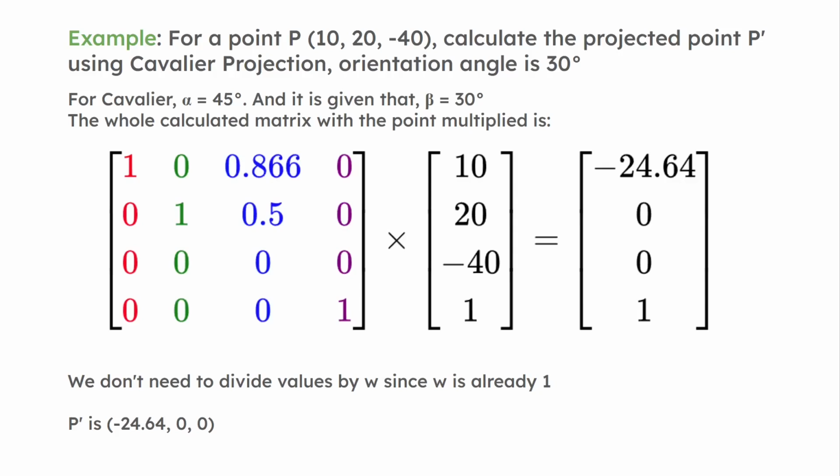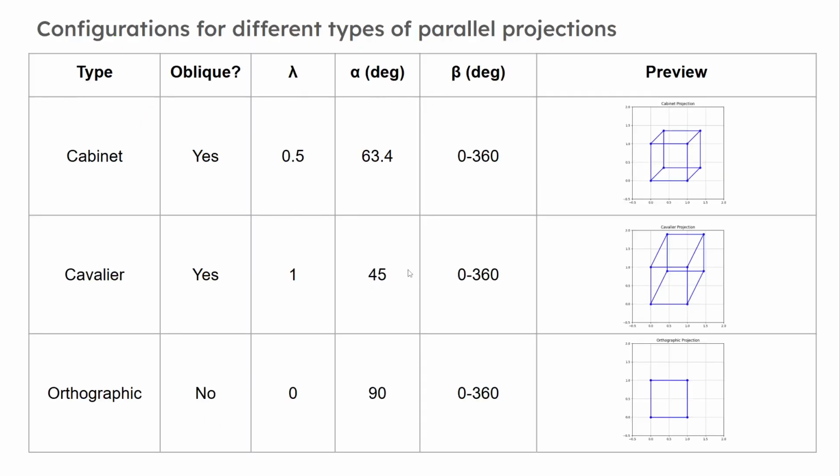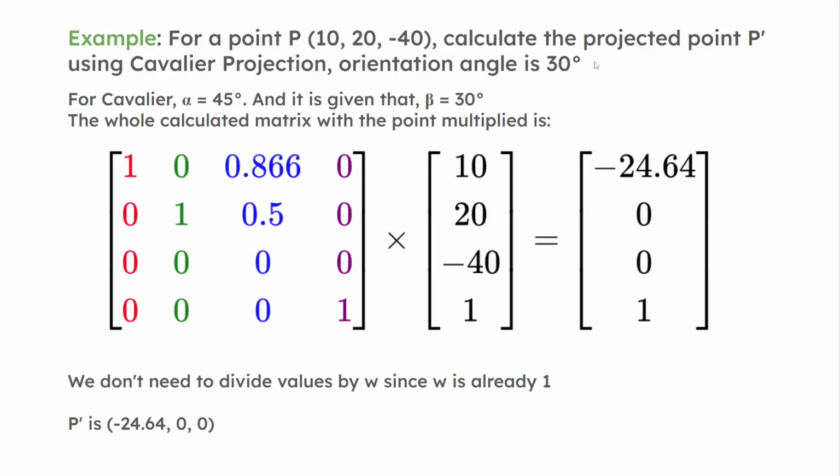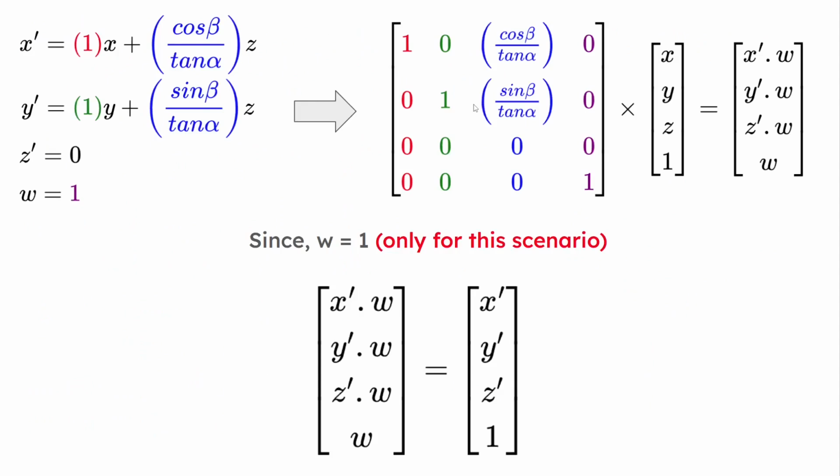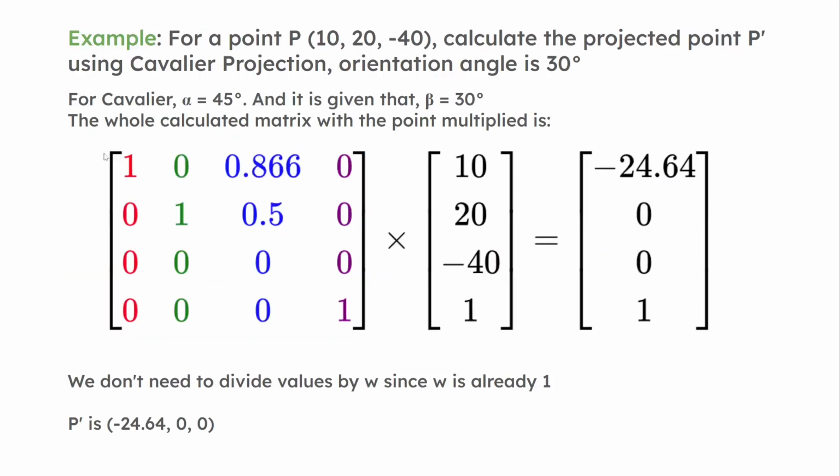Let's see a simple example. We need to apply cavalier projection to a point (10, 20, -40). So this is our P point. Since it is cavalier, the alpha angle will be 45 degrees. And the inclination or orientation angle is given as beta, here 30 degrees. So alpha is 45 degrees and beta is 30 degrees. We already know the combination of alpha and beta, so we can apply this formula for building our matrix. If we put the alpha and beta values in this formula, we will get this matrix here. So this is our final projection matrix for cavalier projection.